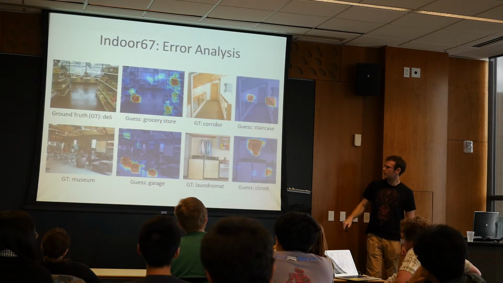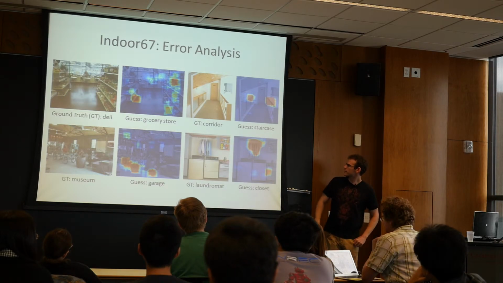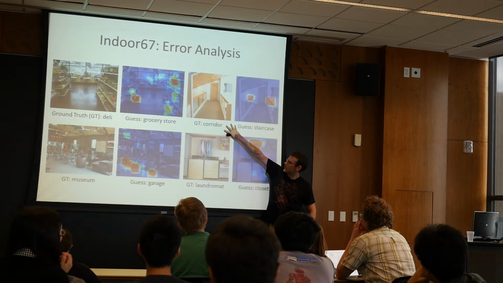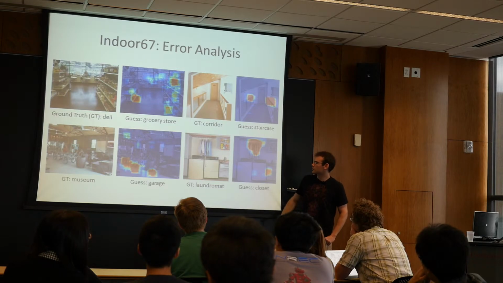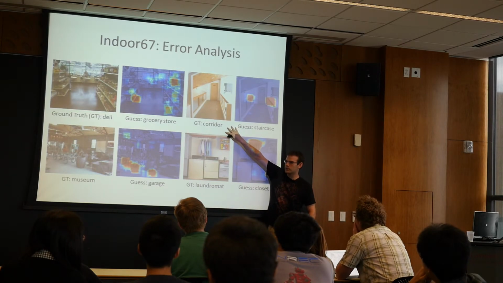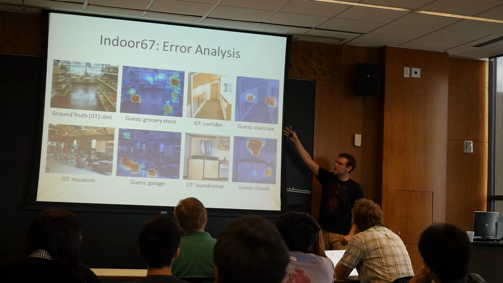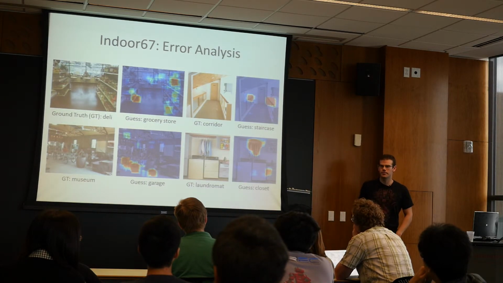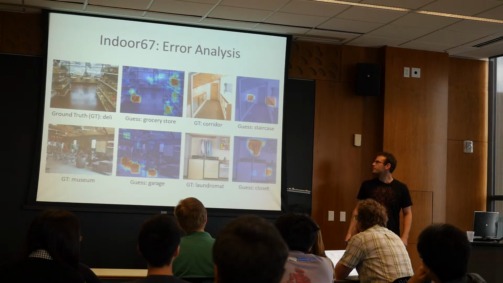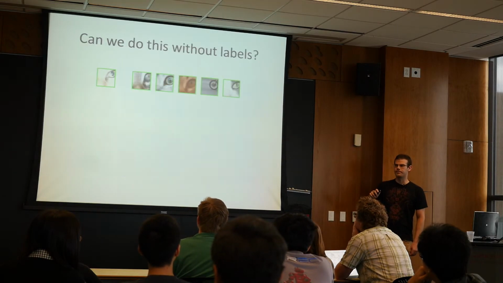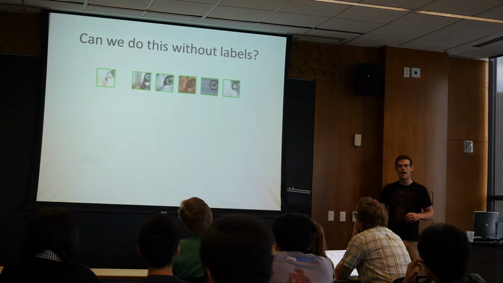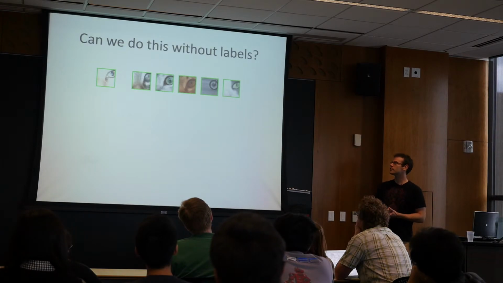So here are some confident errors that our algorithm makes. And for example, it may not be clear why this was classified as a staircase when the truth is a corridor. But if you look at the elements that it's finding, well, it's firing on the railings. So that's a staircase element. All right, so now I'm going to switch gears and talk about how we do this without labels.